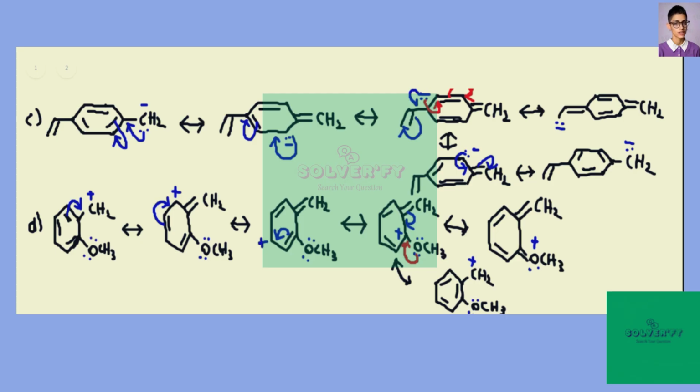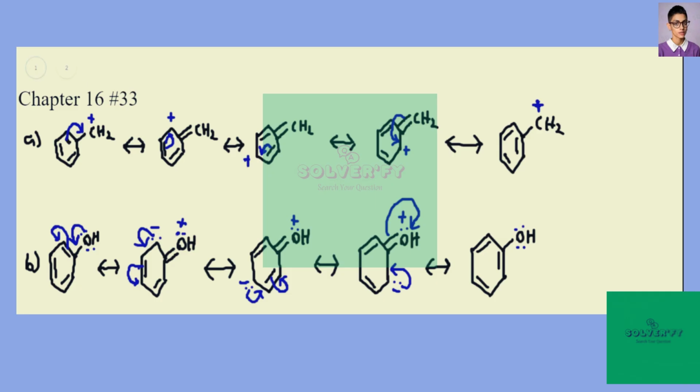Again, parts C and D are right here. Parts A and B are right here. And C and D do sort of follow the same pattern as A and B as far as electron movement. They're just a little bit more complex. And so that's the answer to chapter 16, problem number 33.